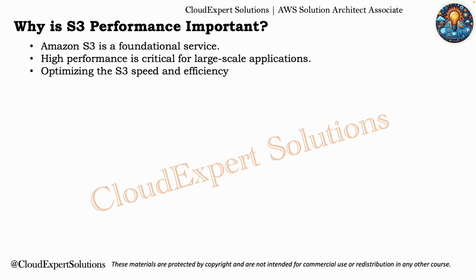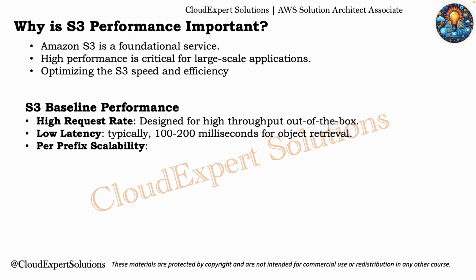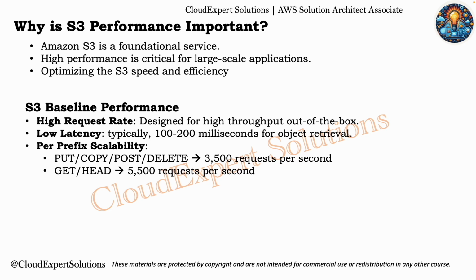We'll start with S3's baseline performance. S3 is incredibly scalable, and this feature comes out of the box. S3 offers very low latency, typically between 100 to 200 milliseconds for object retrieval, and the magic, however, is in how it handles requests. S3 can automatically scale to handle thousands of requests per second. It can support up to 3500 PUT, COPY, POST or DELETE requests and 5500 GET or HEAD requests per prefix per second.